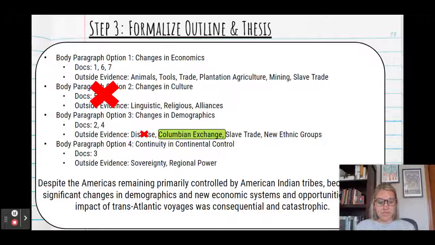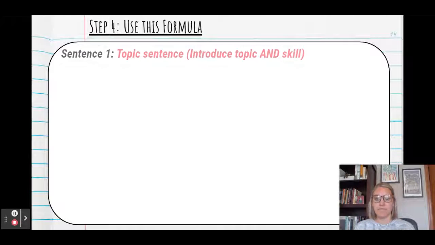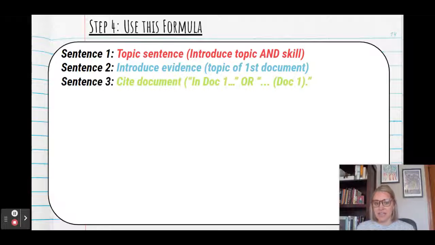So now we're going to move to step 4, which is actually writing a body paragraph. And we're going to practice with body paragraph option 3, changes in demographics. So look back at your documents, reference documents 2 and 4, consider the Columbian Exchange, and we're going to use this formula to actually write this body paragraph. So you want to start off with your topic sentence. You want to introduce the topic, which is demographics, and the skill, which is changes. Next, introduce your evidence. Give a brief statement that shows what you're going to talk about, what is included in the first document. And then cite your documents.